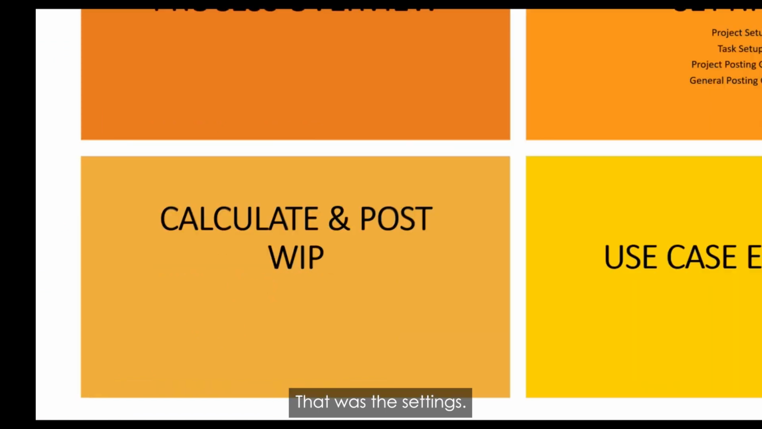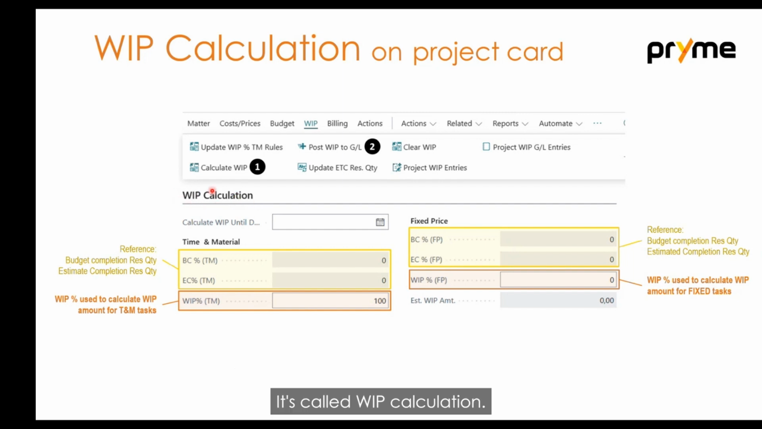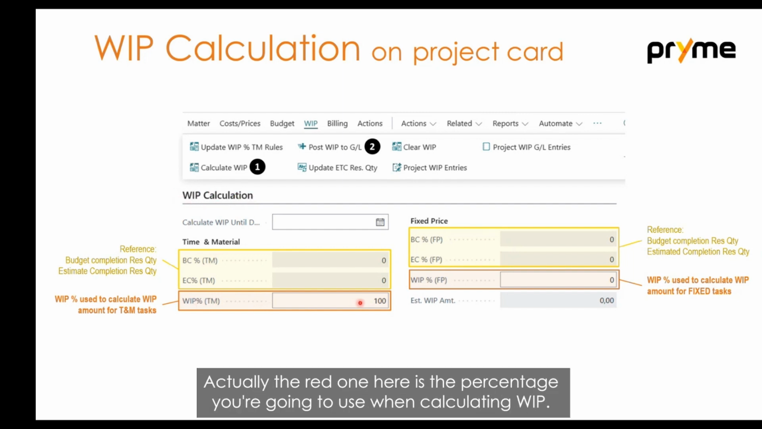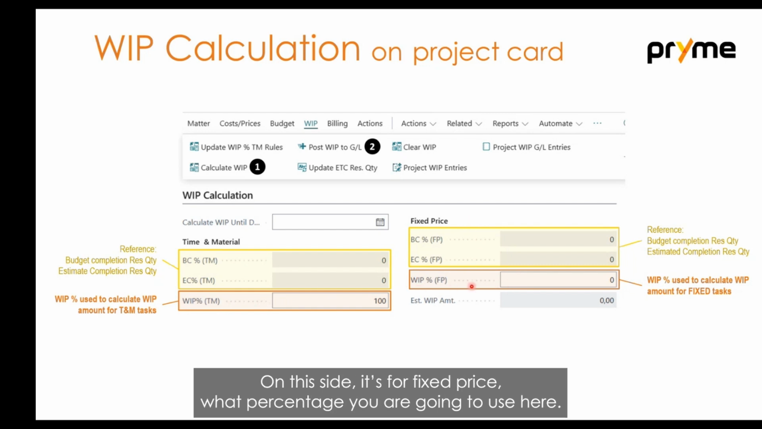So that's the settings. Then we have another little section just below this WIP recognition. It's called WIP calculation. I think it's called the same in BC, where actually the red one here, that's the percentage you're going to use when calculating WIP. So 100, it's 100% that you're going to use where the contract type is time and material. And on this side is for fixed price. What percentage are you going to use here?